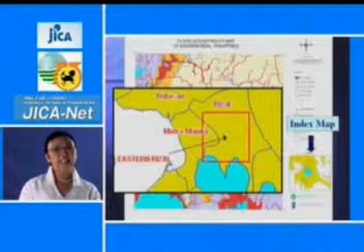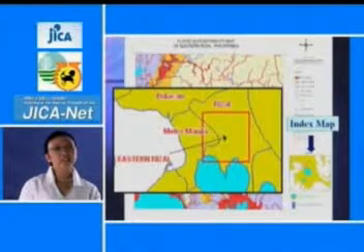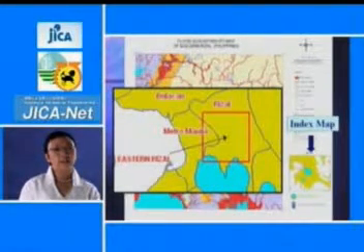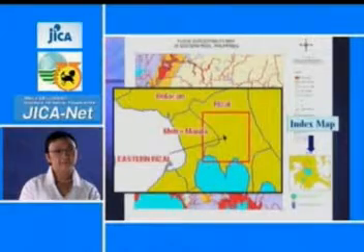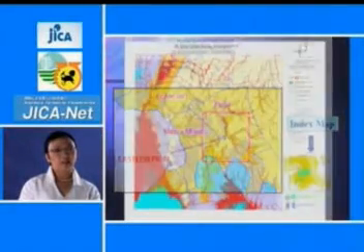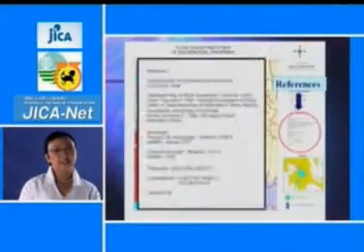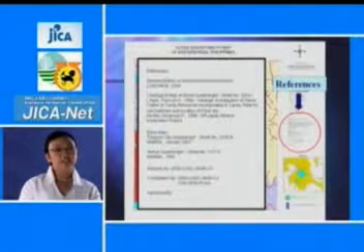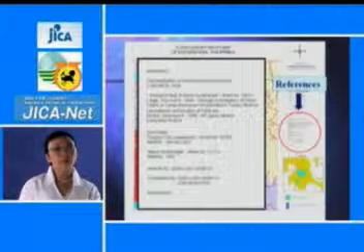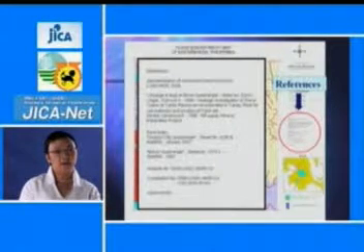This is the index map. It shows the relative location of the area represented in the map. This is the reference. It is a list containing the sources of information used to make the geohazard map. You can always refer back to these reports if you want more written information about the area.